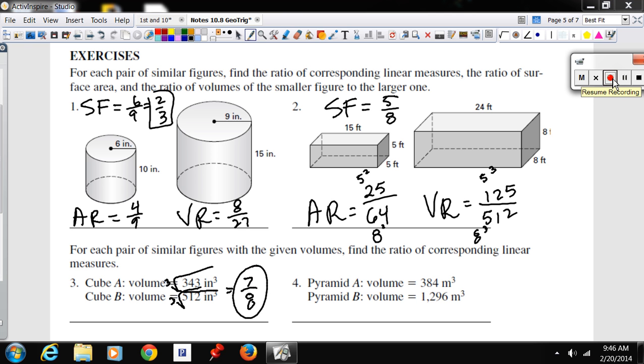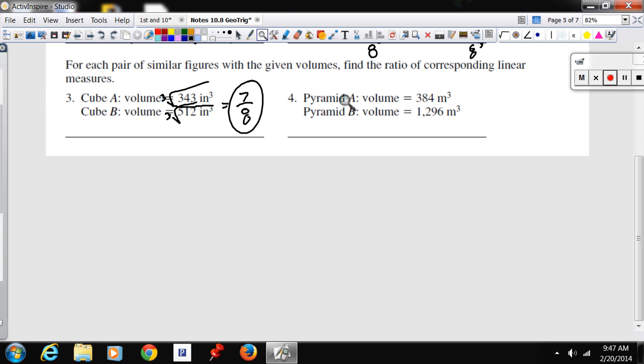All right, for this last one, let me move this up so you can see it. We're going to take this right here, and we're going to reduce it. What can we divide it by? Want to try 4 first? Okay, let's divide those by 4. So 384 divided by 4, I get 96. And then 1296 divided by 4, 324.